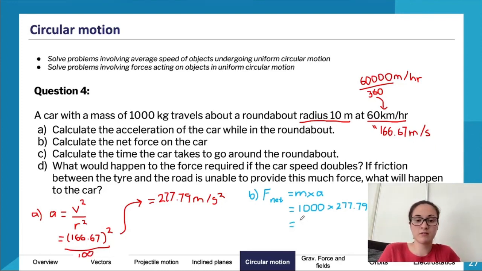That's going to be 2,770. Oh, wait, no. It's a very long number. It's going to be 277,788.89. And this is an approximate, by the way, because I rounded. Once again, that's going to be in newtons. So a lot of force.